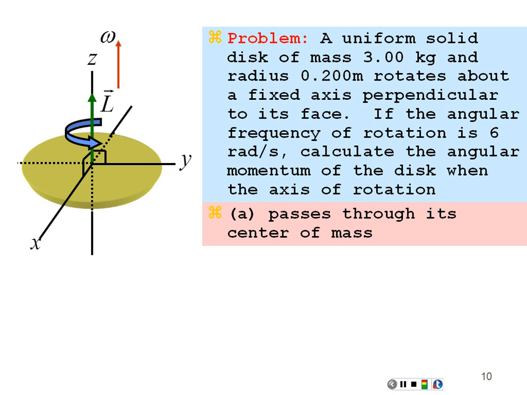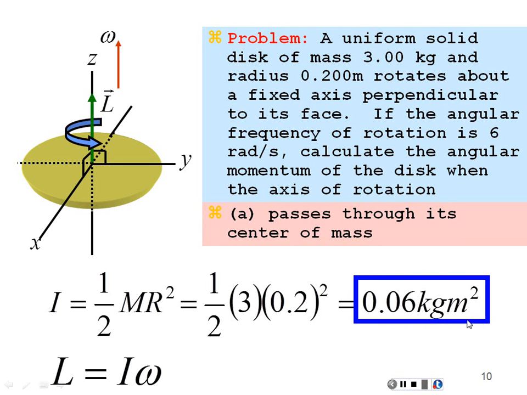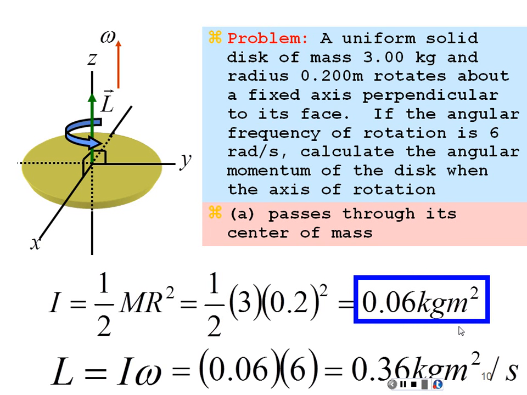Well, we have a disk, and the moment of inertia of a disk is 1/2 mr squared. So, calculate that. That's going to be 1/2 times 3 kilograms, radius of the disk is 0.2 meters squared, 0.06 kilogram meter squared. Now, multiply that by its angular velocity, and that'll give us the initial angular momentum through the center of mass. So 0.06 times 6 radians per second, 0.36 kilogram meter squared per second is our angular momentum for this disk.